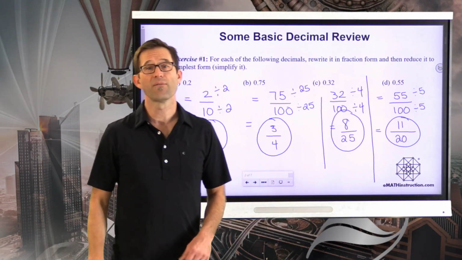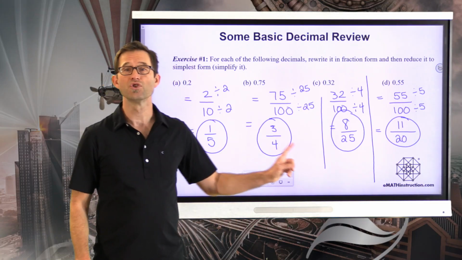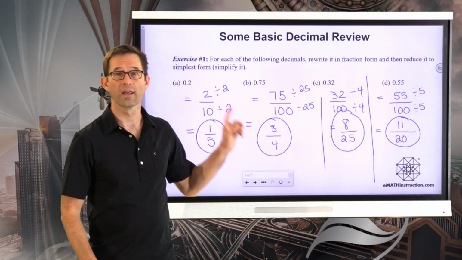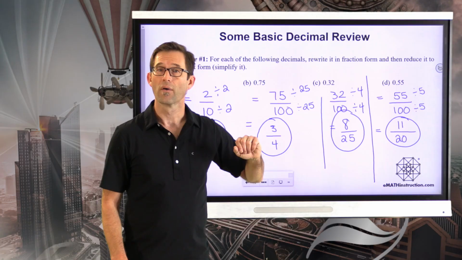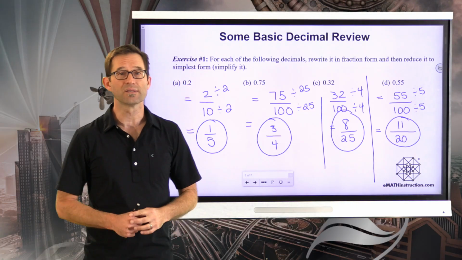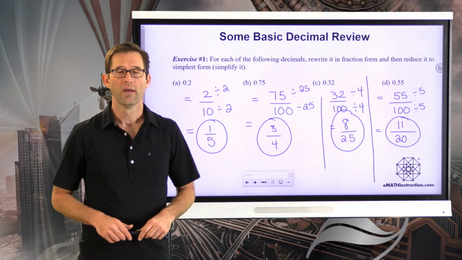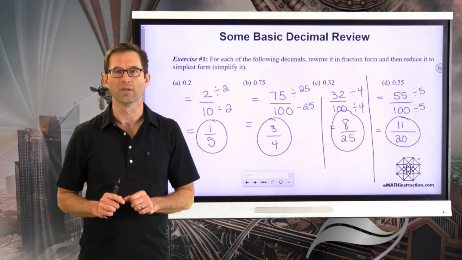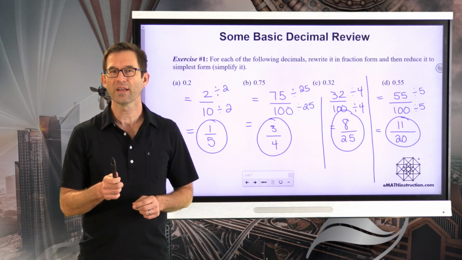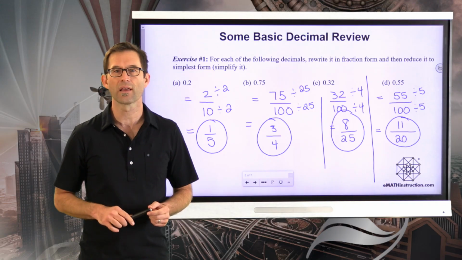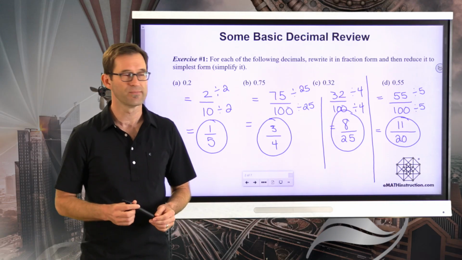And again, I just can't emphasize it enough. These are just different ways of representing the same quantity, all right? And so it's pretty easy to see how we can take a decimal and change it into a fraction. Now, the other way around, taking a fraction and changing it into a decimal, that's a little more challenging. And we're going to start to take a look at it in the next exercise.